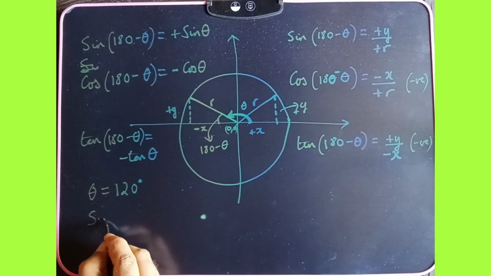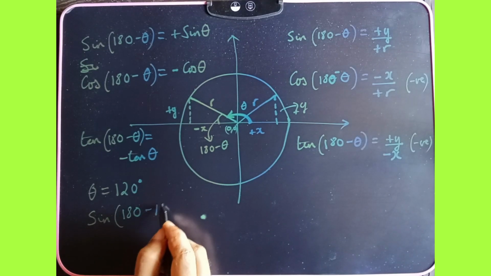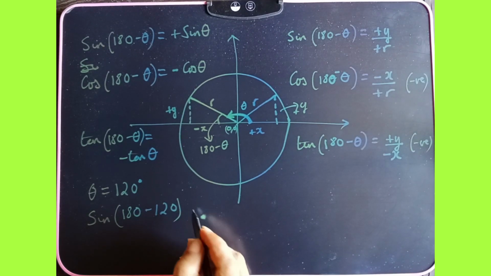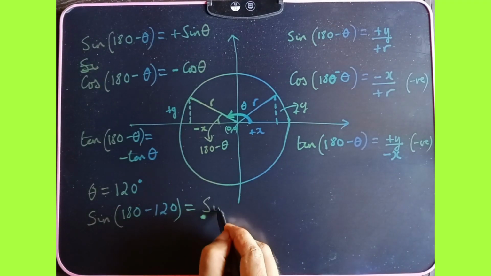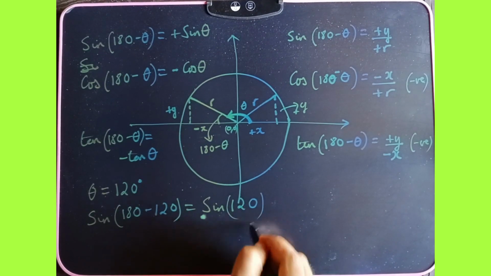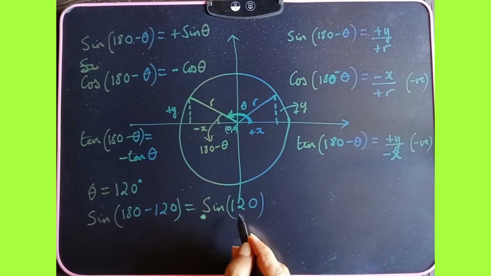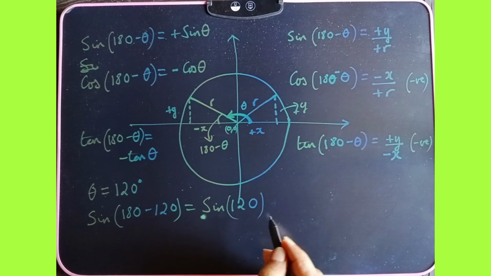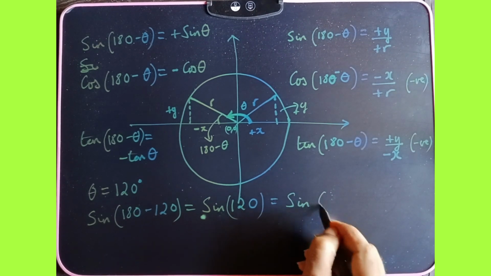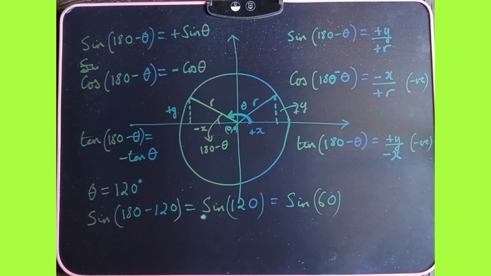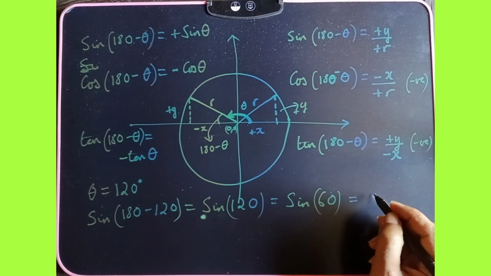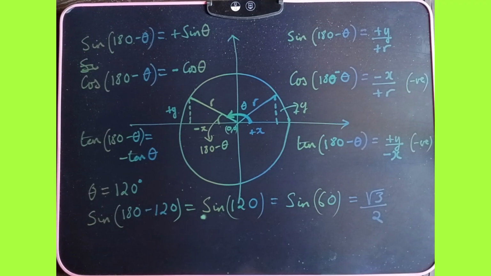Now if I say sine of 180 minus 120, I can write this equivalent to sine of 120, right? But sine of 120 is equal to sine of 60. It's a mirror image, right? 180 minus 120 is 60. This is the mirror image of what we saw here. So sine of 60 is how much? Root 3 by 2. Likewise, you can do it for all other ratios as well.